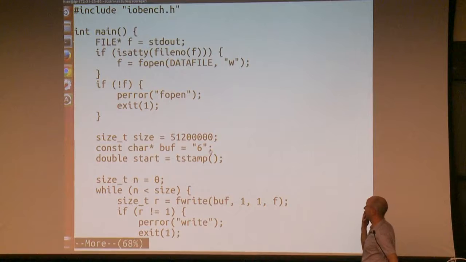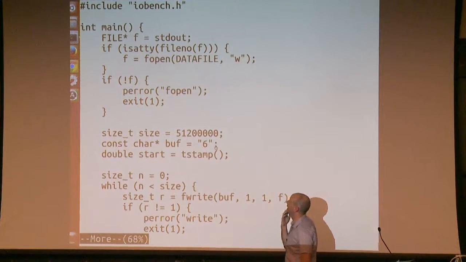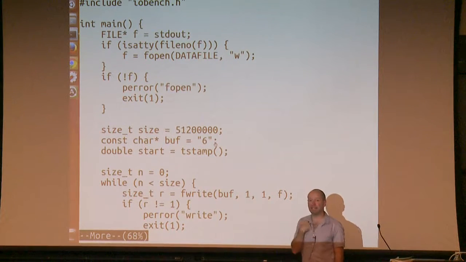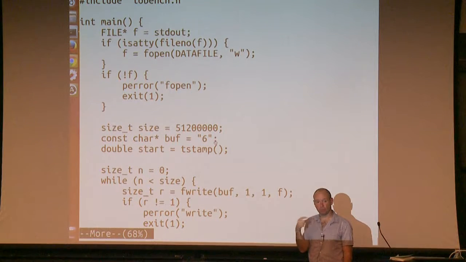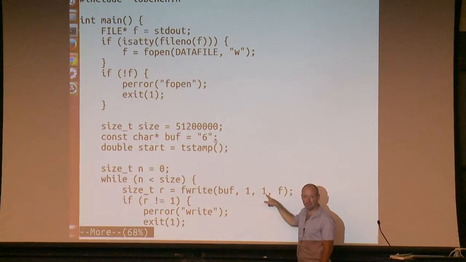Last program for the day. So this program, how many bytes does it write at a time? 1. It writes 1 byte at a time. Right? That's the way the fwrite function works.